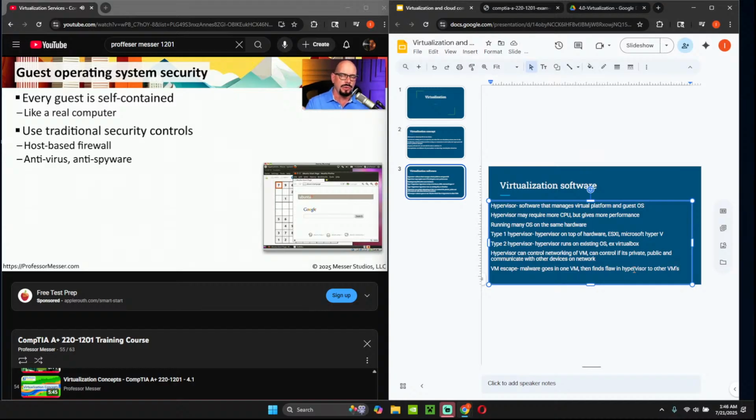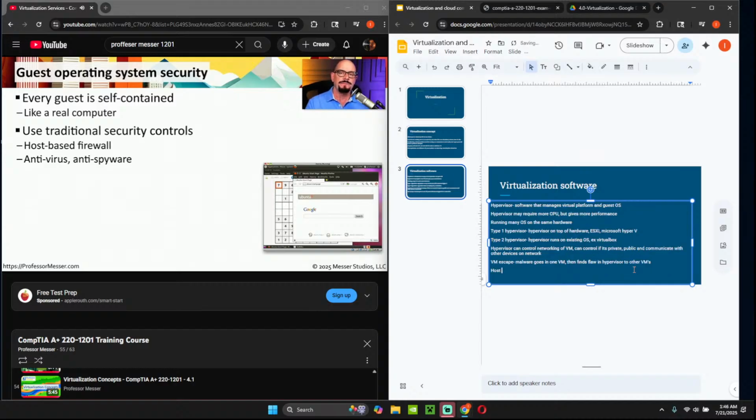We would configure a firewall, we would install the appropriate anti-malware software, and configure the operating system to be hardened just like any other OS.